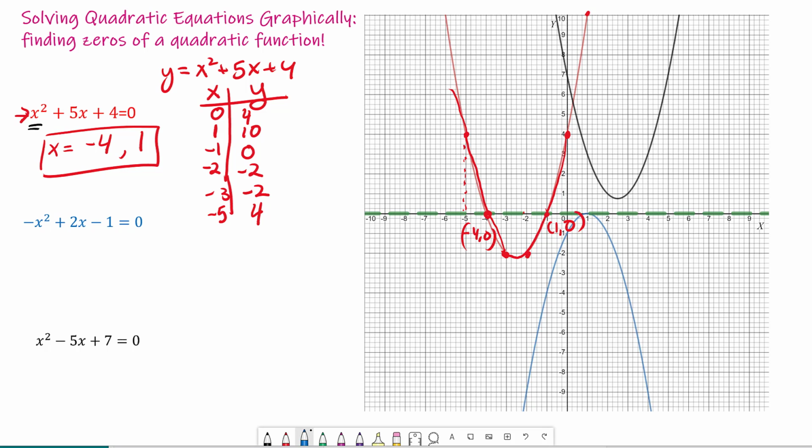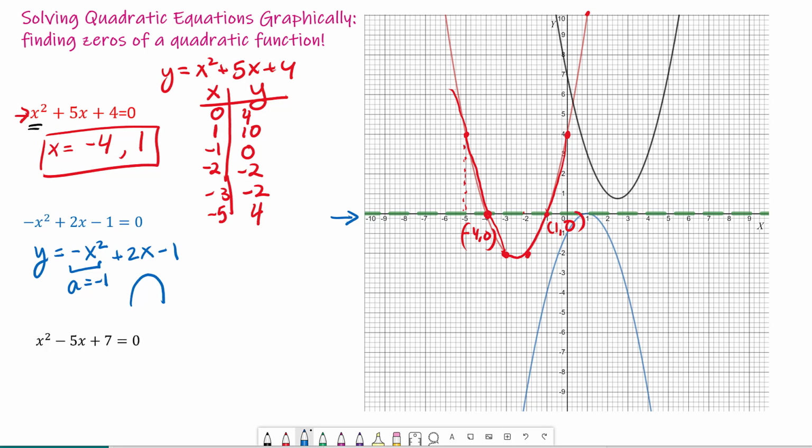So we're looking at the zeros of the function y equals -x squared plus 2x minus 1. Okay, so here we have a negative coefficient for our x squared term. Our a is equal to -1, and therefore we know that we'll have an upside down parabola, right? It's going to open downwards. But again, we're looking for the places where the graph actually crosses the x-axis, where y equals 0.